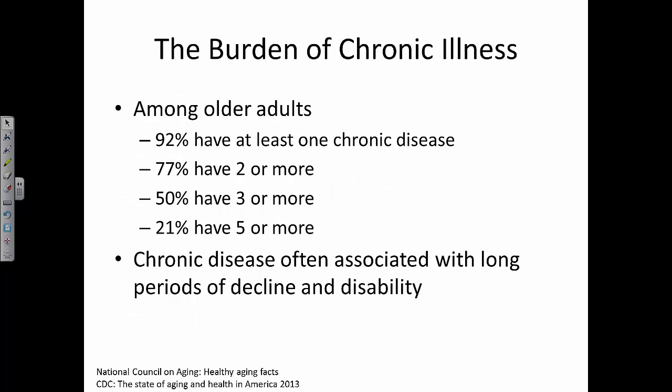So what about the burden of chronic illness? How much of a burden is this? Well, we know that really it's extremely prevalent. So if you look at older adults, at least 92% have at least one chronic disease. And you can read as well as I can, but clearly about 3/4 have 2 or more, at least half have 3 or more, and 1 in 5 have 5 or more chronic diseases. So you can imagine the burden this puts on patients and their families and their caregivers in taking care of all these chronic disorders. And these chronic diseases often are associated with long periods of decline and disability.